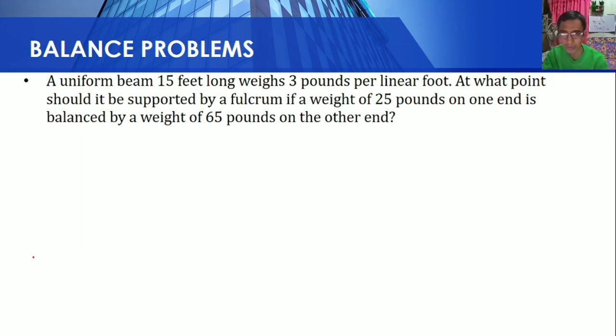Okay, so next problem tayo. A uniform beam, 15 feet long, weighs 3 pounds per linear foot. At what point should it be supported by a fulcrum if a weight of 25 pounds on one end is balanced by a weight of 65 pounds on the other end?